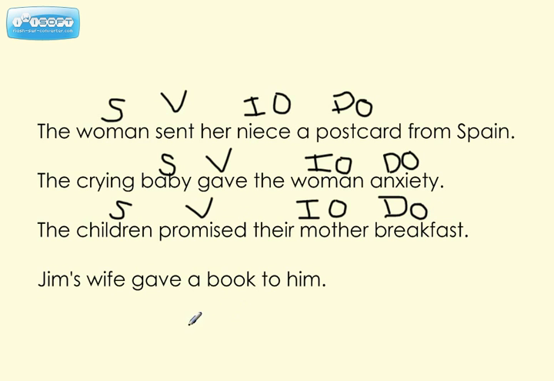Finally, Jim's wife gave a book to him. Verb here is gave. Who gave? The wife. The wife gave what? Well, she gave a book. Who'd she give it to? She gave it to him. But him is not in between the verb and the direct object. To him is actually a prepositional phrase, so in that sentence, we don't have an indirect object.